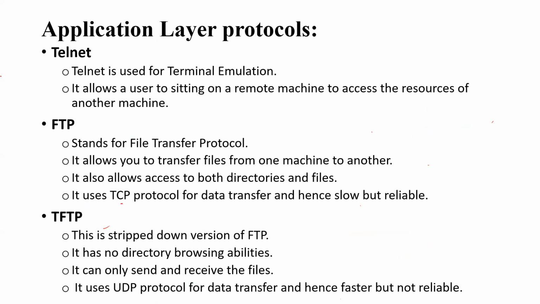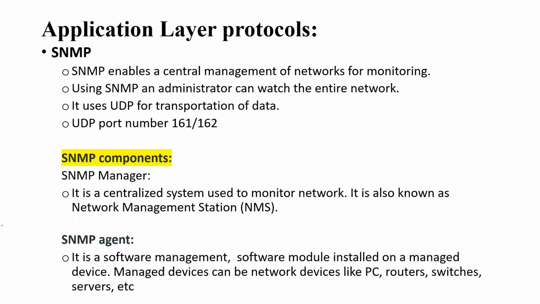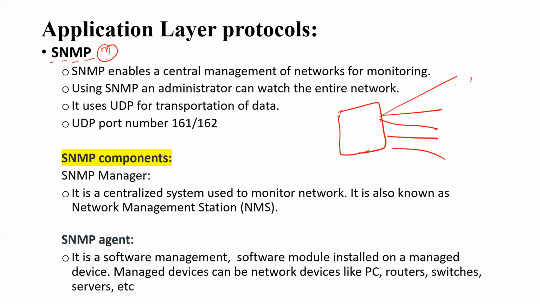These are the different protocols available in the application layer. This one is the Telnet protocol, this is FTP, this is TFTP, and the next one is the SNMP protocol. SNMP stands for Simple Network Management Protocol. Why is this protocol required? In an organization, there will be n number of servers, applications, and many other things.